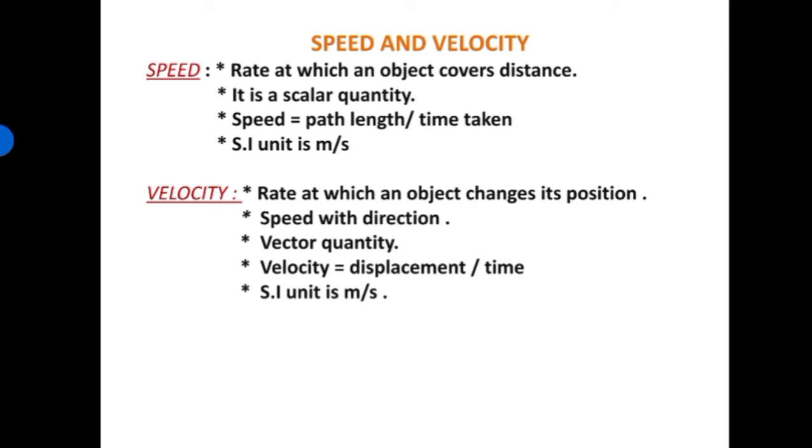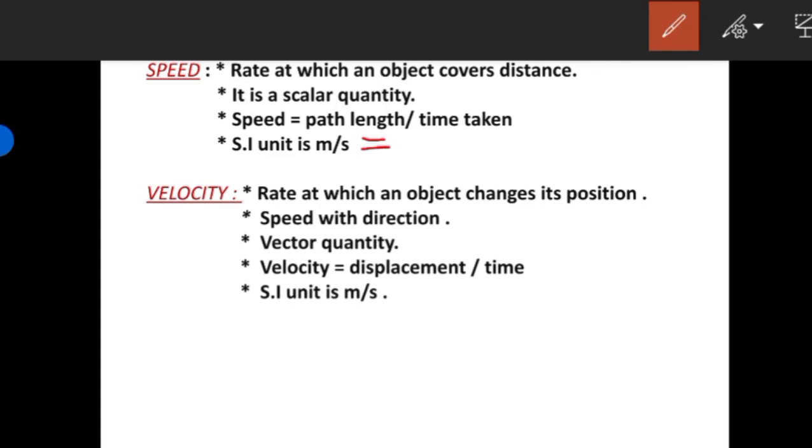So, what is the formula to calculate the speed? So, the formula is path length or distance covered divided by time taken. So, that gives the speed. Next, the SI unit of speed is meter per second. So, the path length or distance travelled will be measured in meter, divided by time taken, which will be measured in seconds. So, the SI unit of speed will be meter per second. Now, we will move to the next quantity, that is velocity.